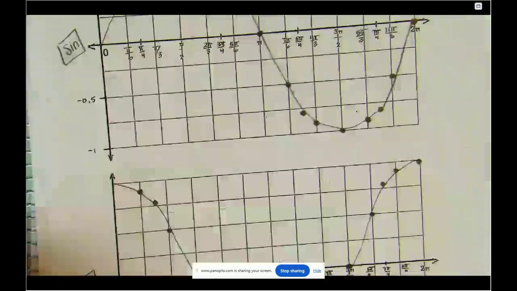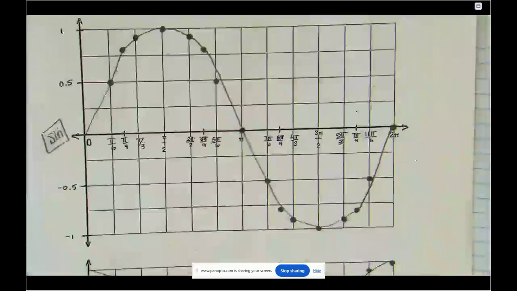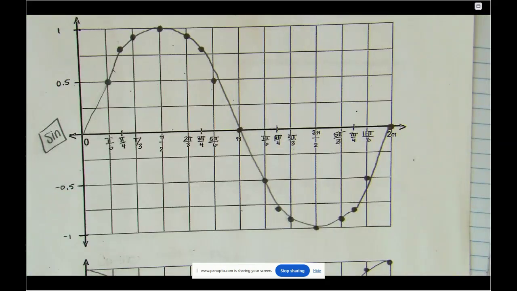Okay, so what we are going to be learning with this section 4.5 and 4.6, we're going to be talking about how do you graph sine, cosine with all of the transformations. So we're going to revisit transformations again. So I want you to take a look at the sine graph. Okay, so sine should look something like that if you did it correctly.